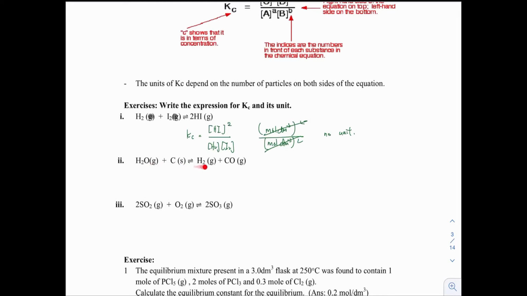Now let us look at the second one. With this state symbol, we are definitely going to ignore the solid because it doesn't have any concentration. So we write it like this: Kc equals product, which is H2CO, over the reactant, which is H2O only. To come up with the units, there are 2 concentration terms on top, and the concentration unit is mole per dm cubed, so it is to the power of 2, over mole per dm cubed. The unit will not be cancelled off, so we are left with mole per dm cubed.